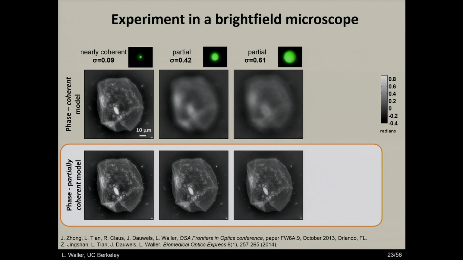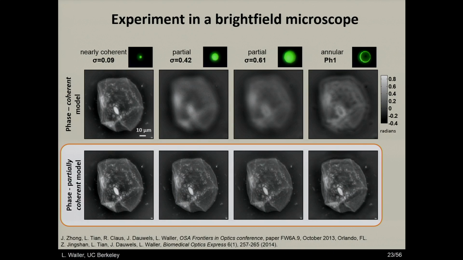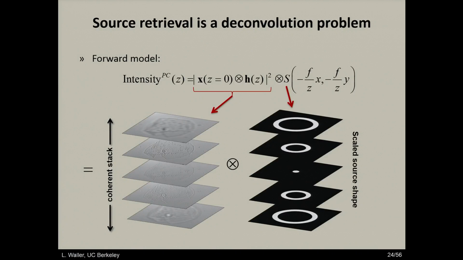We just change the forward model. We keep the same solution matrix in the Kalman filter. It doesn't like strange source shapes like these illuminations. So then the next step was that we measure the source shape. Can we just get it from the measurement? If you think about it, what we have is this stack of images at different focus positions for the coherent case.